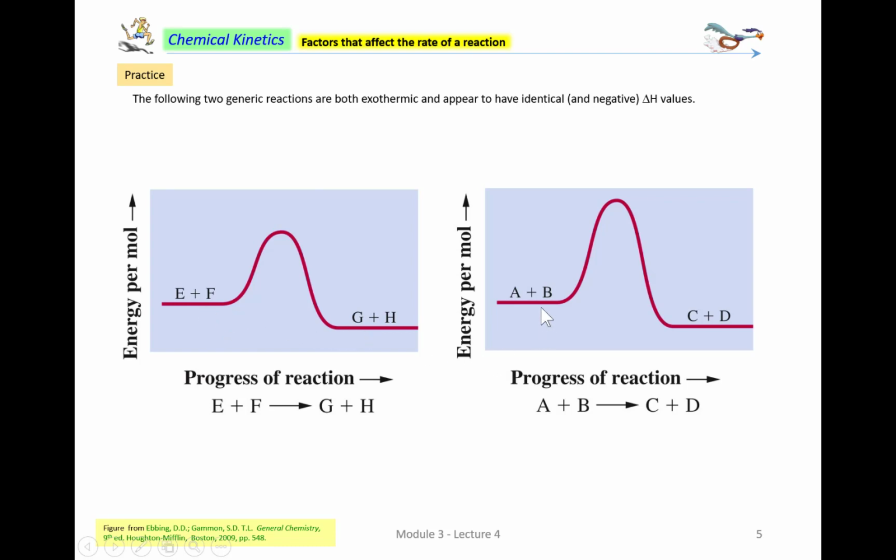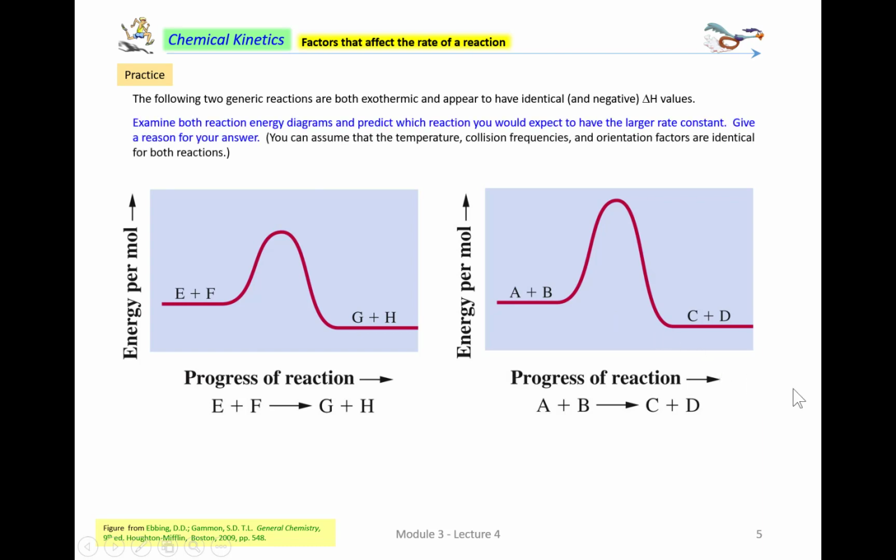In this one, A plus B going to C plus D, again, they're both exothermic. This is also exothermic because the energy is lower in the products than starting in the reactants by about this much. And in fact, they've been drawn so they have identical delta H values.